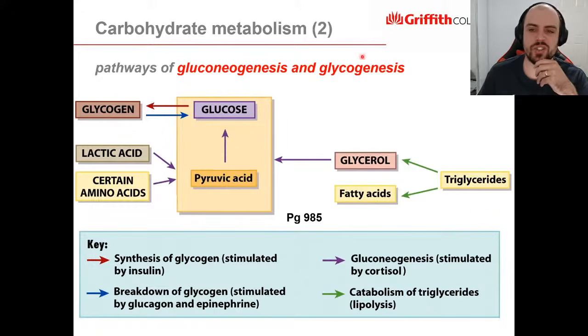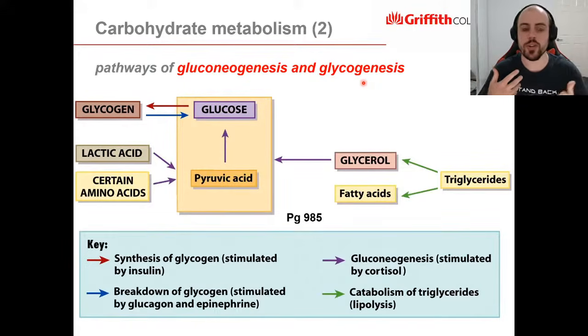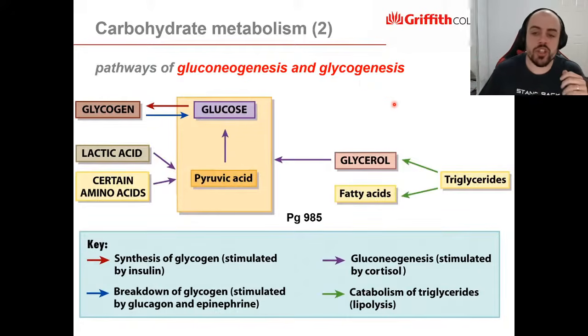What we are essentially describing here is gluconeogenesis and glycogenesis. So gluconeogenesis is the creation of glucose from a non-sugar source. Okay, so gluco, sugar, neo, new, genesis, to create. Glycogenesis, so glycogen, and genesis, to create. And what this is essentially showing is that we can take this triglyceride and break it down into glucose, and we can turn glucose into glycogen and stuff like that.